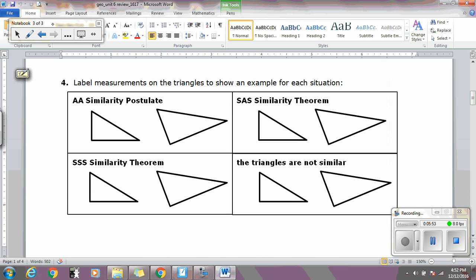Number 4 wants you to illustrate an example of each type. For the AA, in other words, angle-angle similarity postulate, you need to have at least 2 angles congruent in each triangle. So I could say this is 90 degrees, and this is also 90 degrees. And then I could mark this as 30 degrees, and this one as 30 degrees. And that would be enough information to represent the angle-angle similarity postulate.